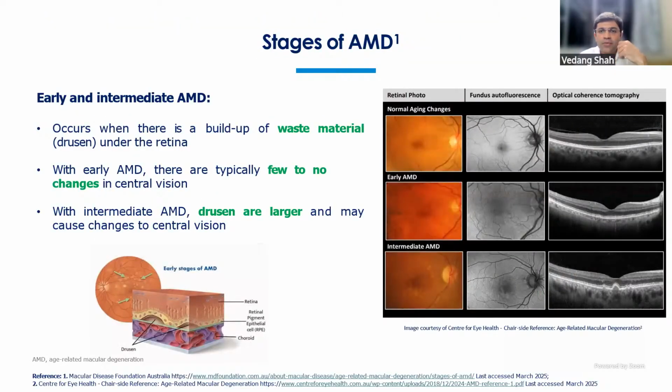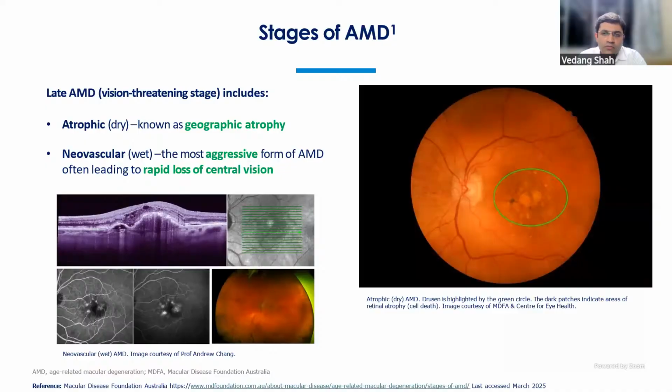There are stages of AMD, as I mentioned. There is an early or dry stage where the drusen starts to collect under the retina. Gradually, in the early and intermediate stages, the central vision starts to be affected, and we can see the early changes in the retina, in the OCT, and also in the fundus autofluorescence. As it progresses toward a visually threatening condition, it can either result in atrophic geographical atrophy, or it can result in wet AMD, which leads to sudden loss of vision.